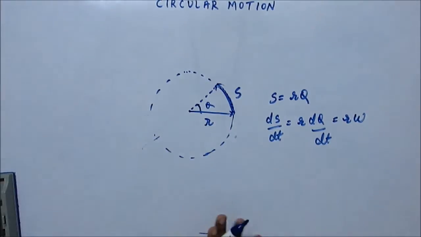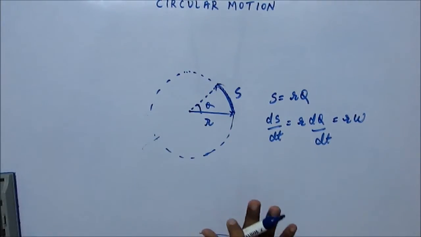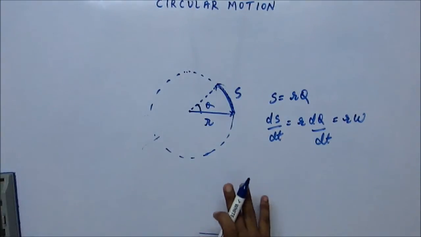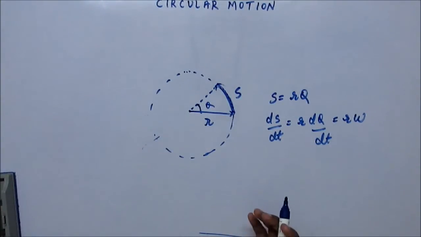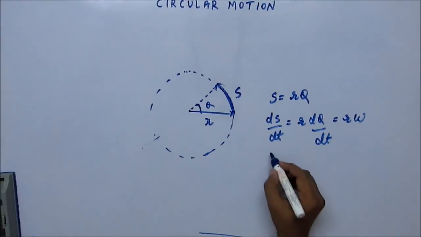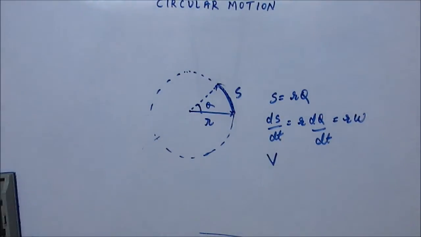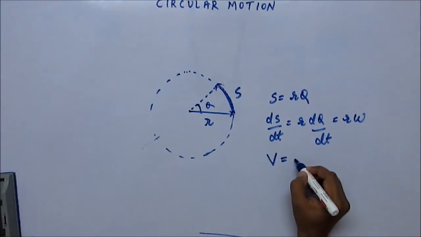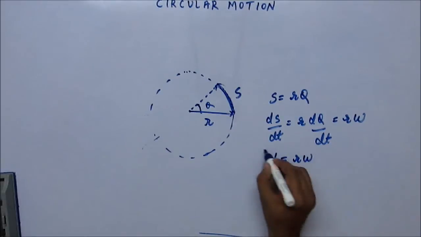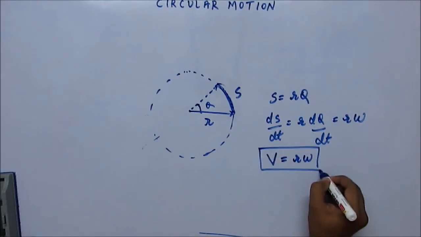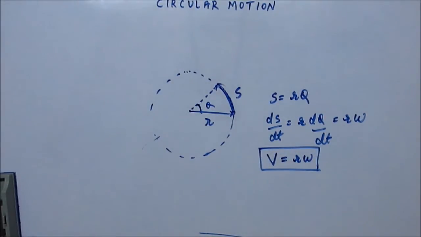We'll discuss that after some time, but for now ds by dt is the linear velocity, or we can call it the tangential velocity. So I'm writing it just as v, because this is the velocity with which the particle is covering the distance. So v is equal to r into omega. This is the relation that is coming from geometry. This is the constraint that the particle has to follow if it is moving in a circle.